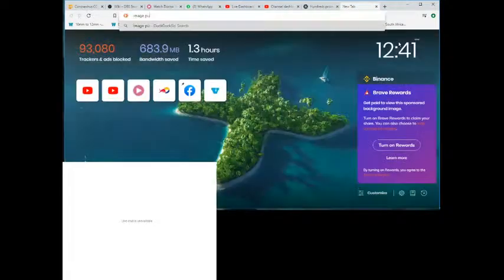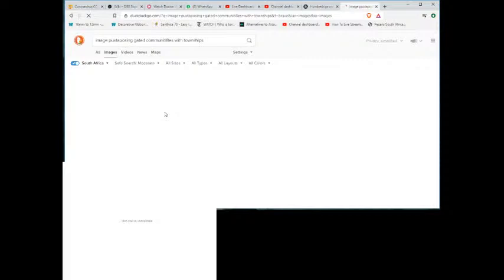Image juxtaposing gated communities with townships. Let's try those words and see what we can find. But it was an aerial view. Juxtaposing. Helps if I spell it properly.